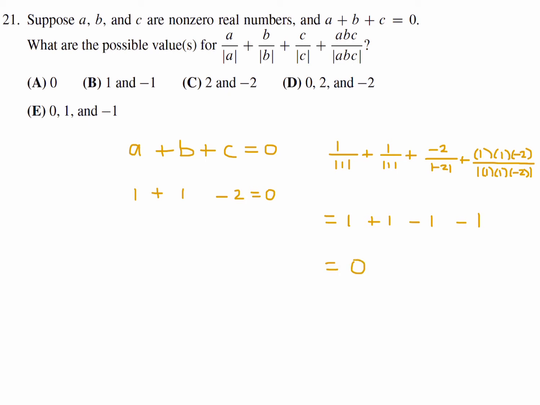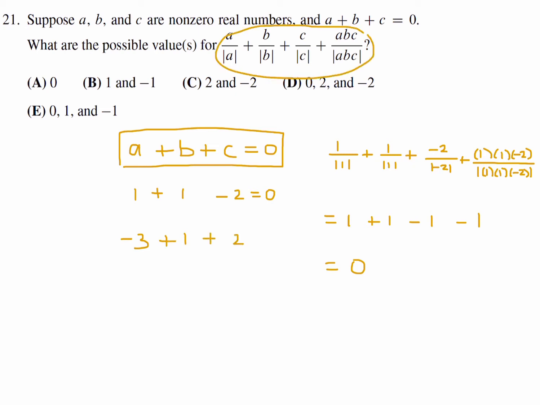And the good news is that this is the only possible value. If you plug in any other integers that make that true, so whatever, negative 3, 1, and 2, and then you did this calculation for those numbers, you'll find again it gives you 0 as an answer. So number 21, the answer is A.